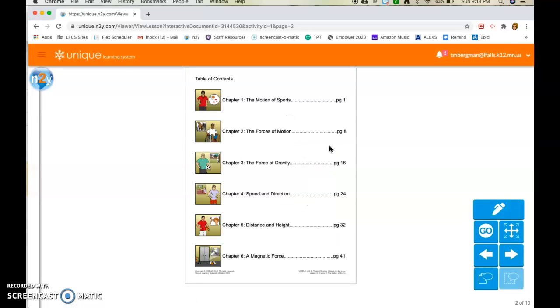Sorry, let me go back for a second. This is showing us the table of contents for our story. We will start with chapter 1 called The Motion of Sports. Some chapter books have a table of contents, and it tells you which page each chapter begins on. Sometimes chapters have a specific name, sometimes they don't. Some of them are just called chapter numbers, but ours tells us exactly what the chapters' names are and where they are in our story. So we're going to kick off with chapter 1, which starts on page 1. Makes a lot of sense.